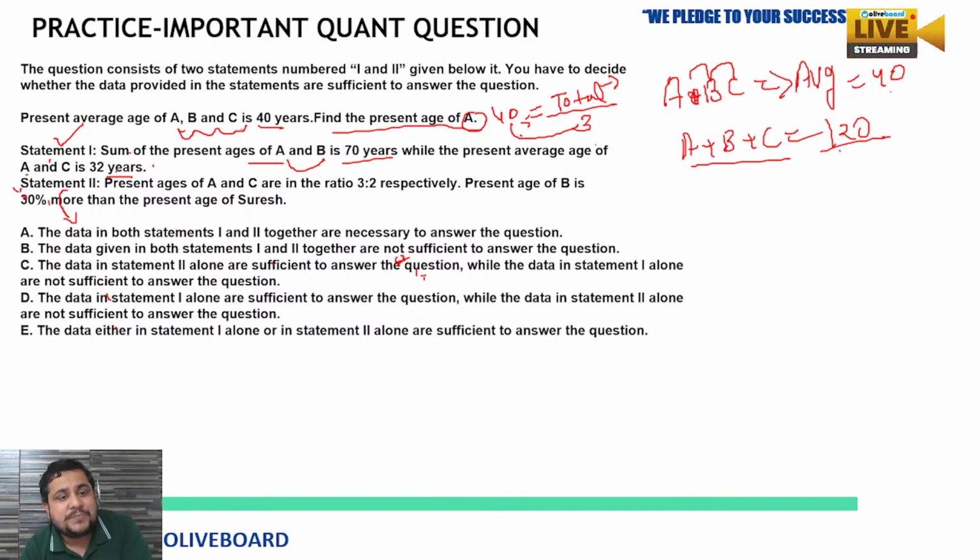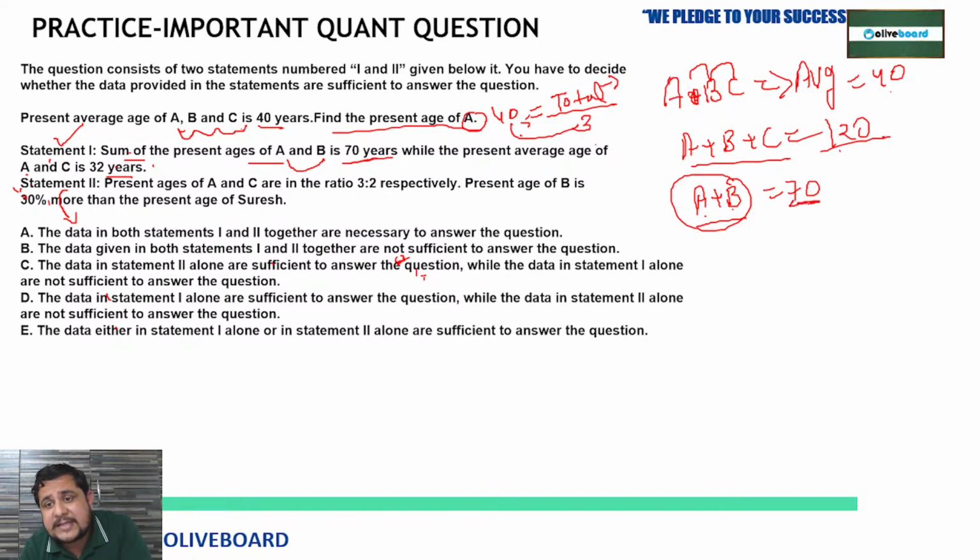Okay, no issue. See here, statement 1: the sum of present ages of A and B is 70 years. Means A plus B, their sum is given, that is 70 years. So if A and B's ages together are 70 years, then C's age will be what? 120 minus 70. You can easily get the age of C, that is 50 years. Fine, by the statement we can get the age of C from here.